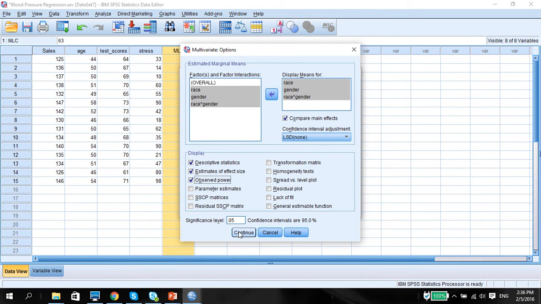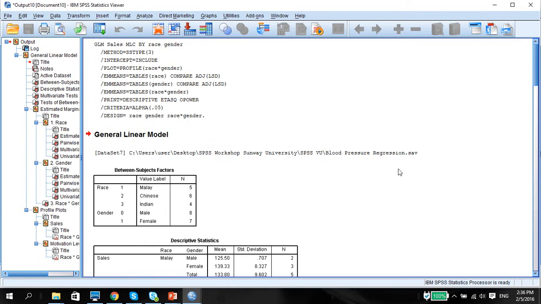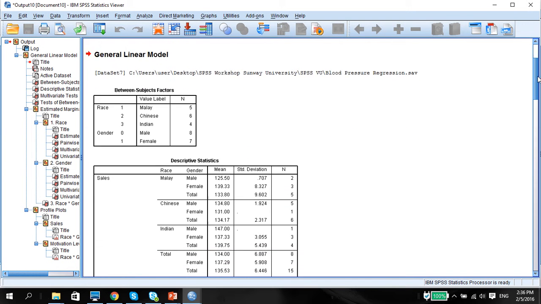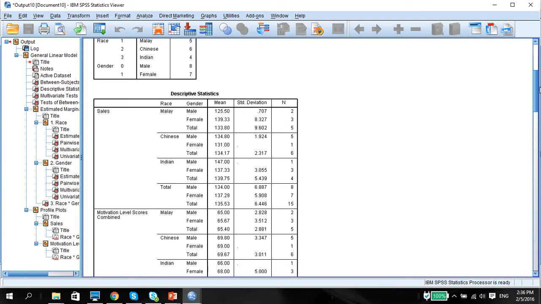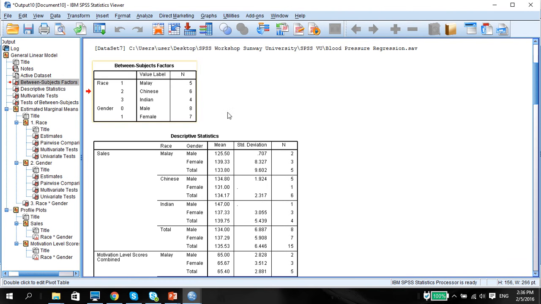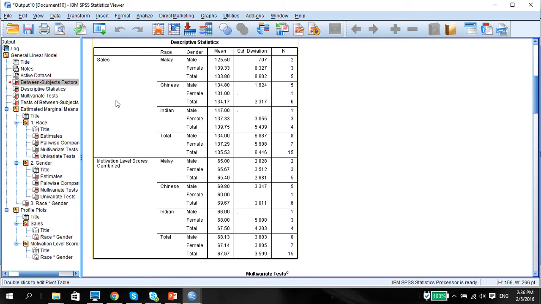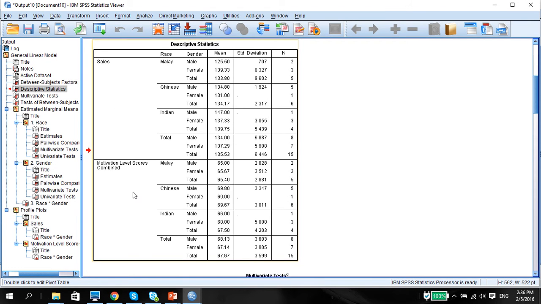Alright, just to take note from that, continue, press OK, and of course the results come out. So we have the between subject factors, we can see the sample sizes, and the mean, the difference in mean for the two dependent variables, as well as the interaction between the variables, right, between race and then gender.